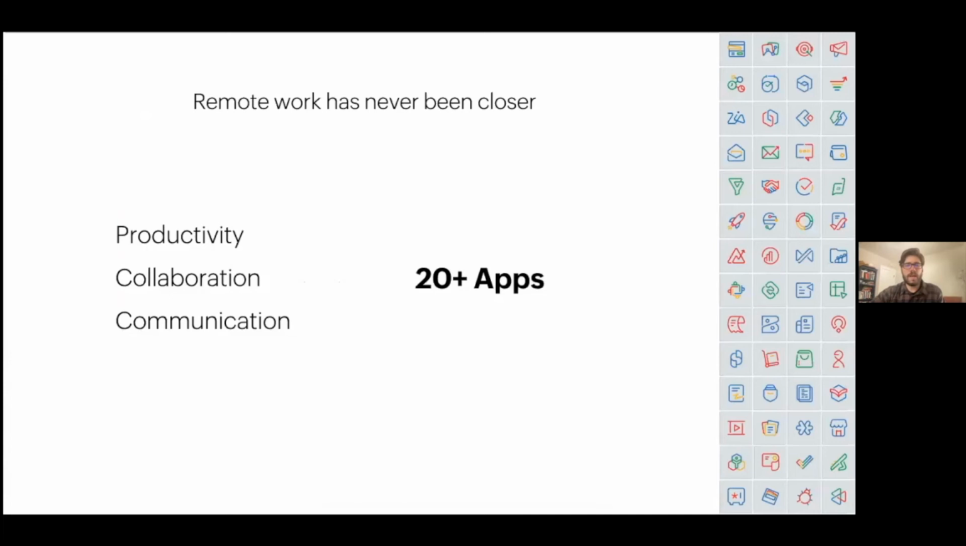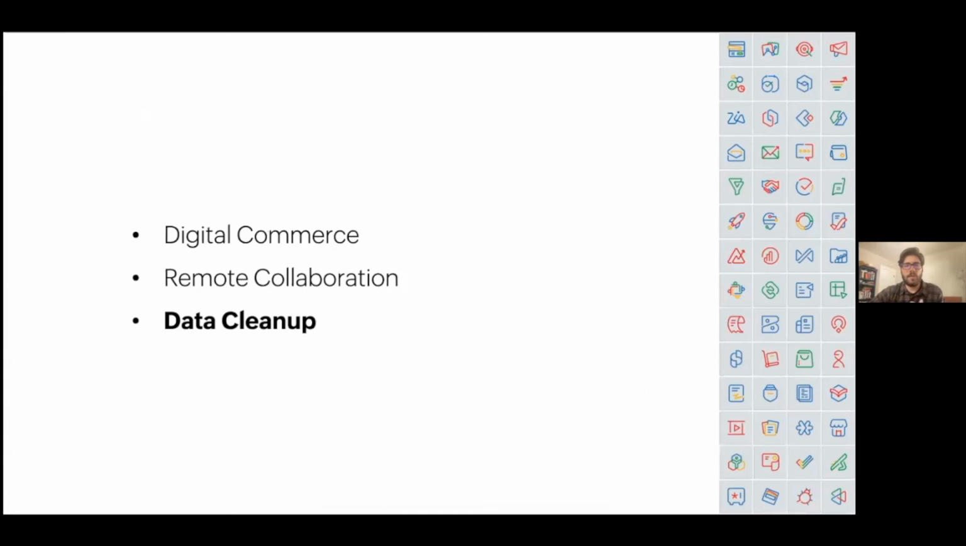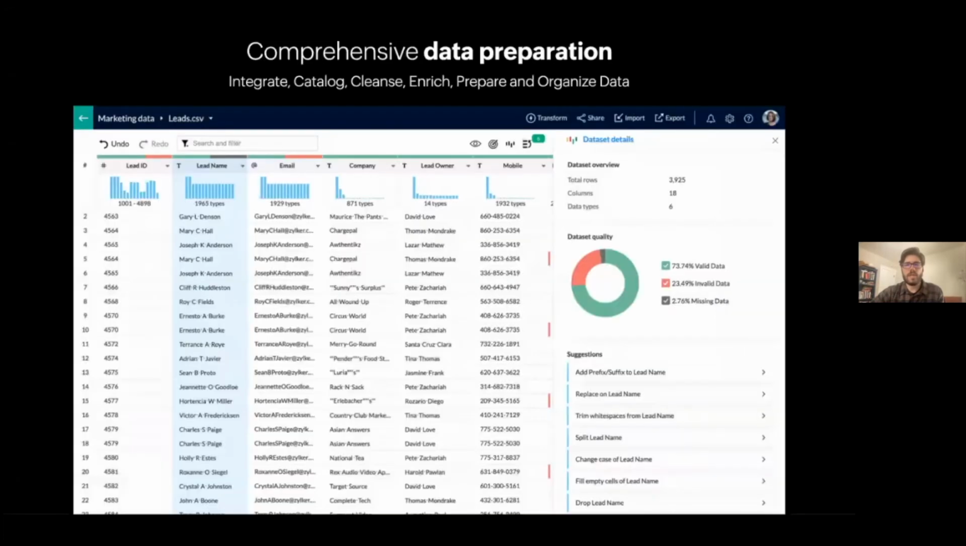So with that, we now have over 20 productivity, collaboration, and communication apps within Zoho One, making remote work even more effective. The third category we have for new applications is around data cleanup. We're introducing an application called Data Prep, and this is something that will be added to or complement our existing BI tools that allows organizations to integrate, catalog, cleanse, enrich, prepare, and organize their data. We are very excited about this.